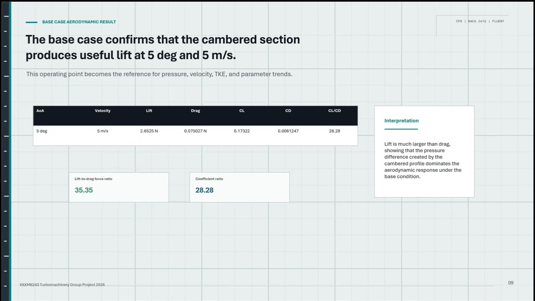Now I will explain the main baseline result, and the base case is at a 5 degree angle of attack and 5 meter per second inlet velocity. This shows that the NACA 2412 profile can produce useful lift, and this lift is much larger than the drag because the cambered airfoil creates pressure differences between the upper and lower surface.